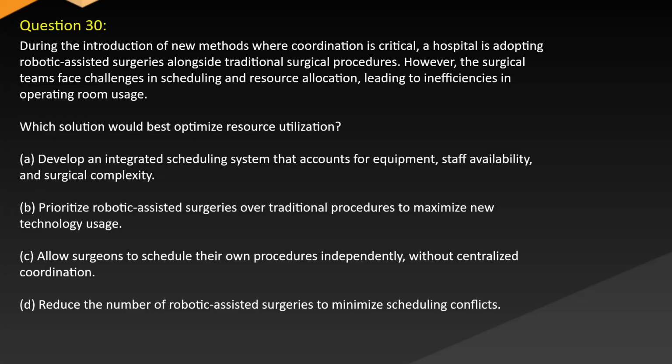Question 30. During the introduction of new methods where coordination is critical, a hospital is adopting robotic-assisted surgeries alongside traditional surgical procedures. However, the surgical teams face challenges in scheduling and resource allocation, leading to inefficiencies in operating room usage. Which solution would best optimize resource utilization? A. Develop an integrated scheduling system that accounts for equipment, staff availability, and surgical complexity. B. Prioritize robotic-assisted surgeries over traditional procedures to maximize new technology usage. C. Allow surgeons to schedule their own procedures independently without centralized coordination. D. Reduce the number of robotic-assisted surgeries to minimize scheduling conflicts.